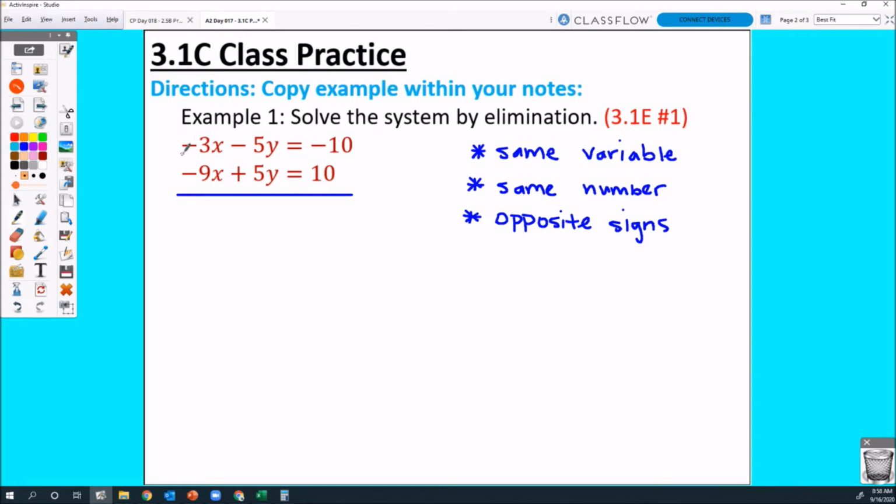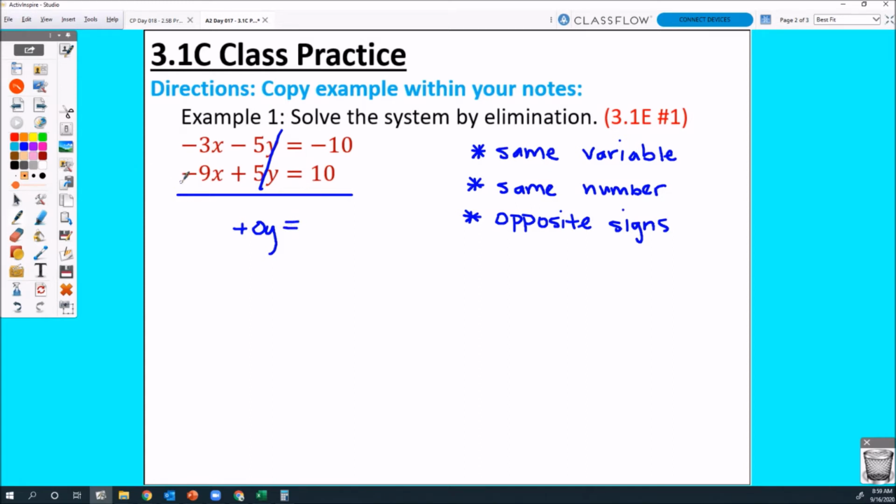So let's go over to our system. Looking at the x's, they both have the same sign and they have different numbers. So these two cannot be eliminated. They cannot cancel out. So let's move on to the y's and see if they can be eliminated. I do see that they both have the 5, so they have the same number. And lucky for us, they have opposite signs. So the y's do cancel out. When they cancel out, it will just be 0y. Now I write 0y just in case we're working with special cases.